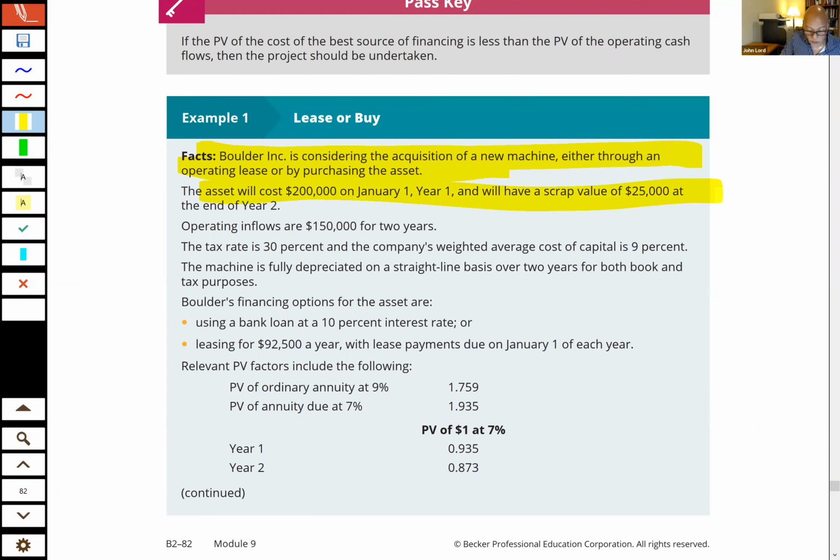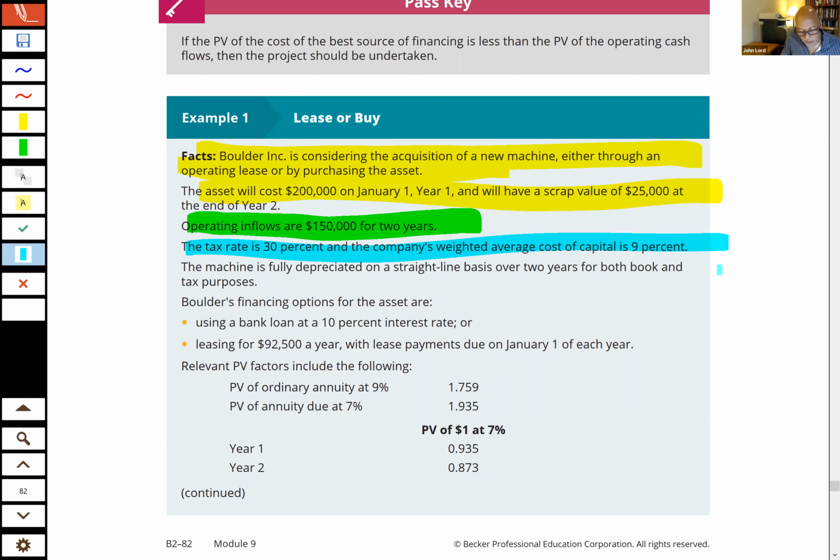Of course, that assumes that they're going to buy it in that scenario. Operating inflows are $150,000 for 2 years. Of course, we have to consider the after-tax implications. So they give us the tax rate at 30%, and the company's weighted average cost of capital is 9%. The machine will be fully depreciated on a straight line basis over the 2 years.